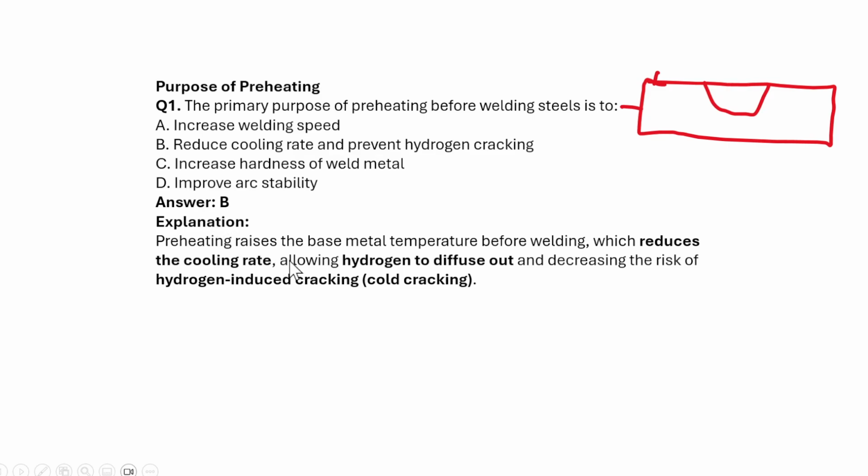Preheating raises the base metal temperature before the welding, which reduces the cooling rate. That allows the hydrogen to diffuse out and decreases the risk of hydrogen induced cracking. That is nothing but cold cracking.